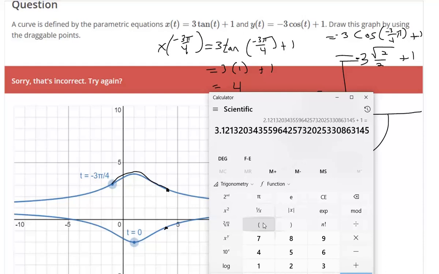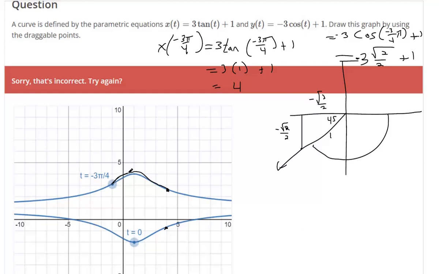That's a little bigger than what the graph is suggesting. Maybe you can drag it up or something like that, but this dot should definitely be over here. When t equals negative 3 pi over 4, the dot should be at positive 4 on the x-axis. And it looks like the y dot should be up a little bit. But maybe Newton, because I don't have access to the grapher, maybe Newton's going to move that up when that happens.